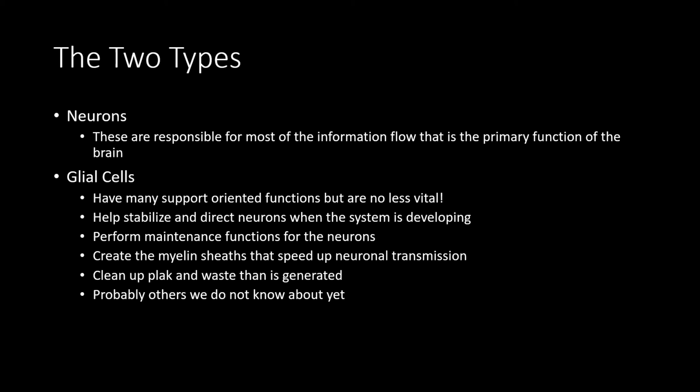They also perform various maintenance functions for neurons, keeping them in place, keeping them fed, and such. They create myelin sheaths, which we will talk about in just a second, which actually help speed up neuronal transmission. They clean up plaque and the waste that is generated by neurons, and new things are being discovered all the time, so there are probably more functions of glial cells that we do not know yet.